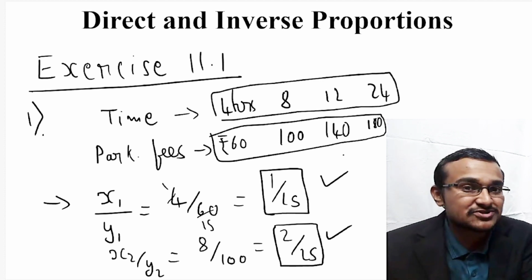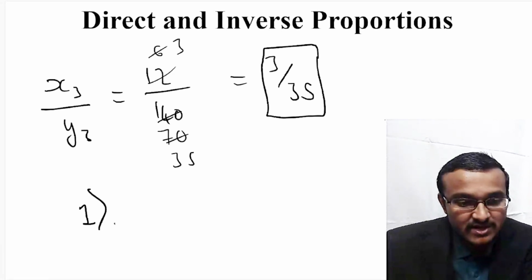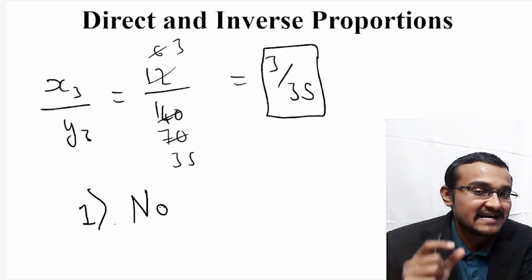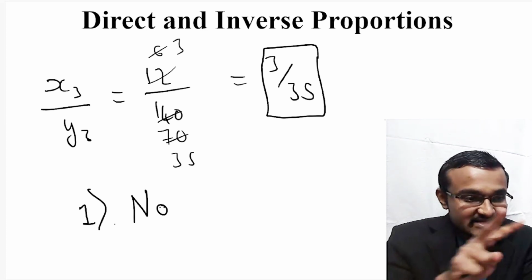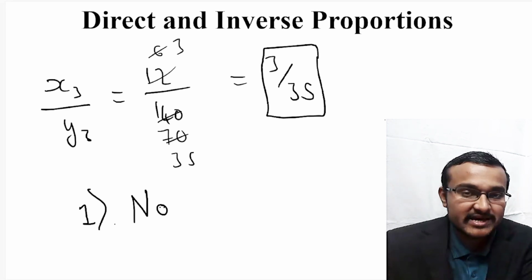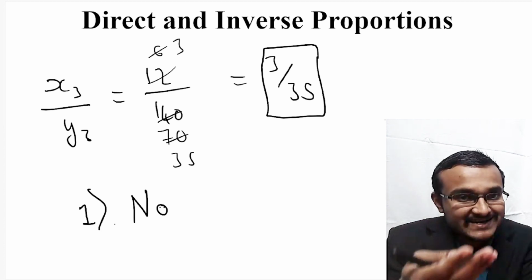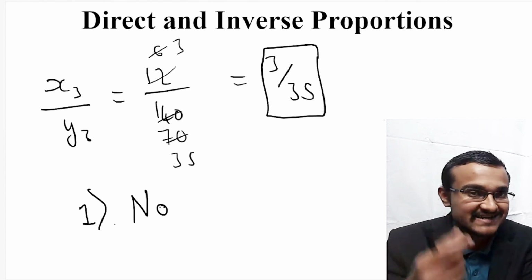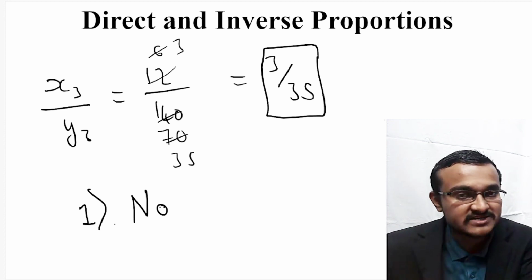So that's why this is not directly proportional. So the answer for this first question is no. In this particular question they have asked to check whether these two physical quantities, time and parking fees, are directly proportional or not. Here it is not directly proportional because they are not getting equal to a particular constant value. You are getting different values when you take ratios of different x and y values. So the answer is no for this first question.